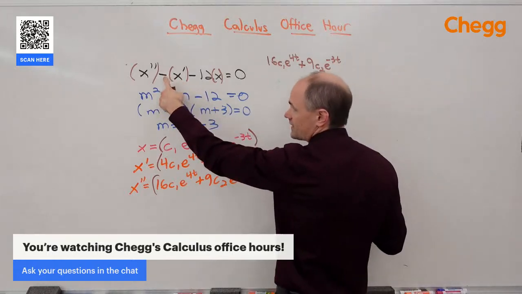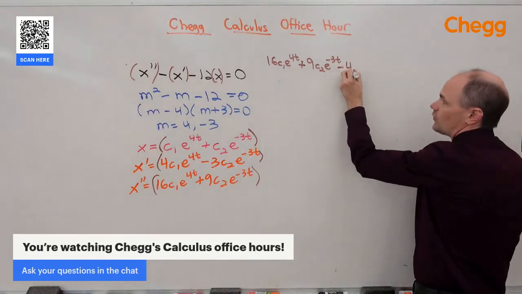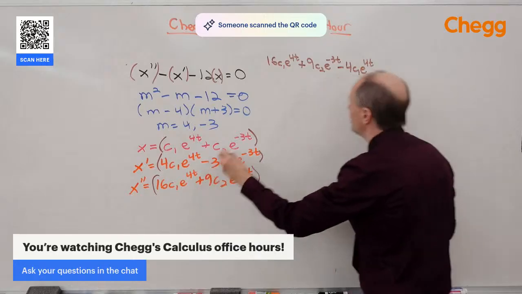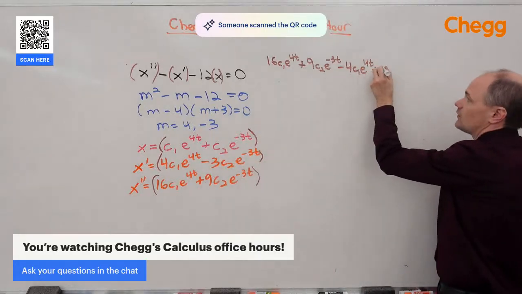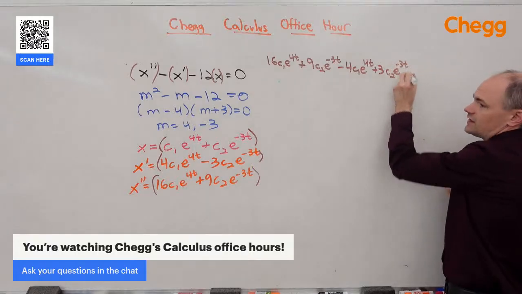Then we're going to subtract x prime. That's the second one. So we're going to subtract 4c1 e to the 4t. Subtracting a negative gives us a positive 3c2 e to the negative 3t.